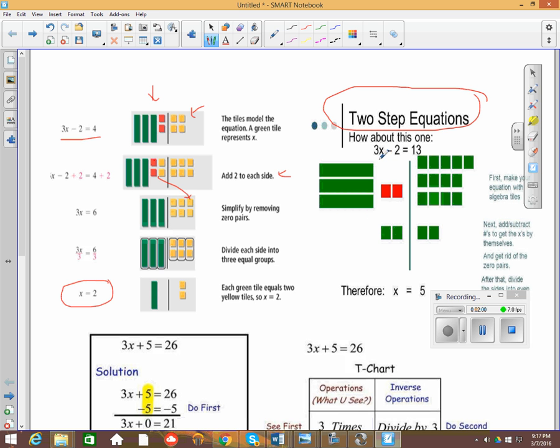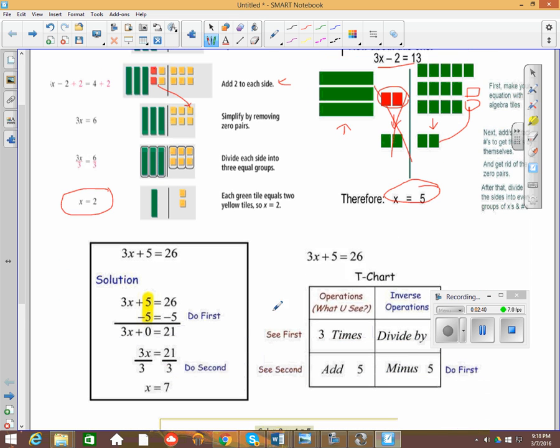Okay, here's another one. Okay, 3x minus 2. So you have the 3x's here, and you have the red, which is the minus 2. Okay, so you want the 3x to be by itself, so you have to add the opposite to it. So you're going to add a positive 2 to both sides, which is here. Okay, so that zeroed that out. That's not there anymore. So you take the 2 that's added and combine it with what you have. So you have 2 more squares here. And so you see that each x is 5 squares. So therefore x is 5.